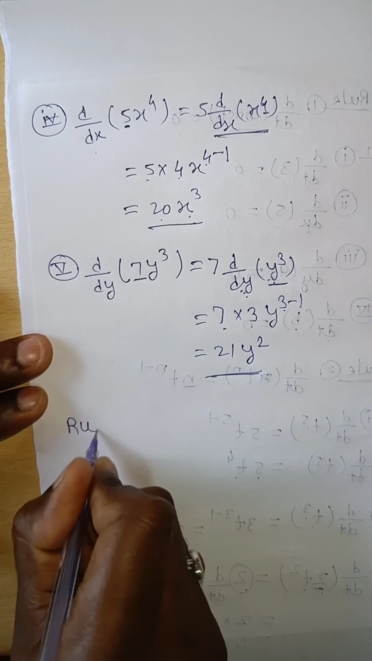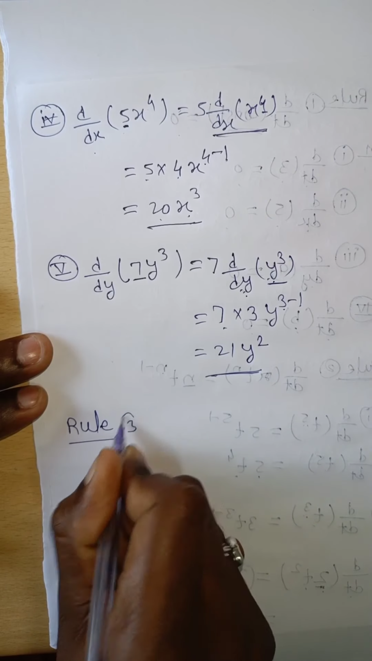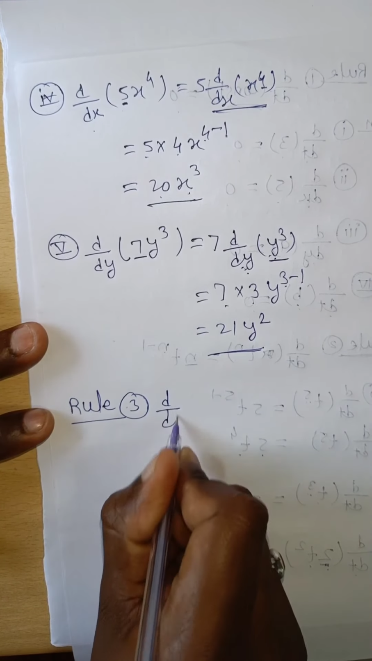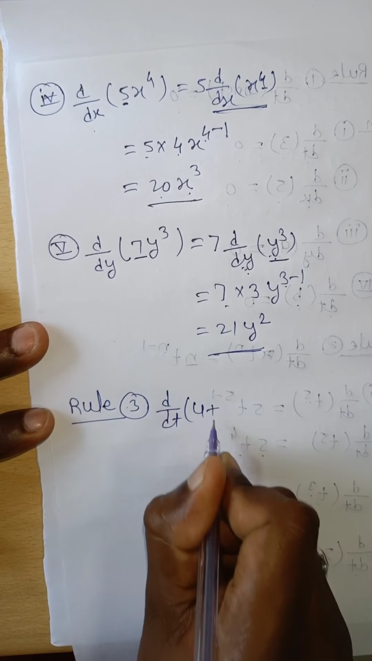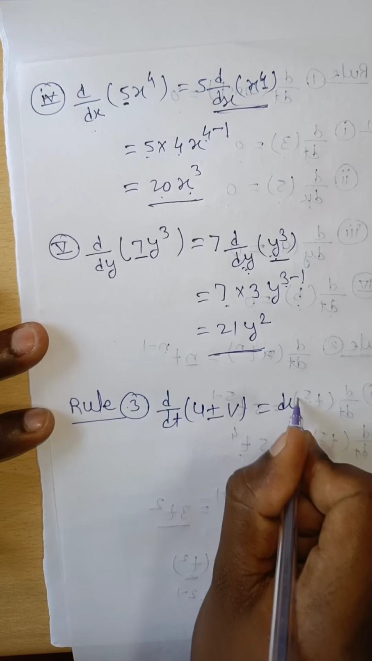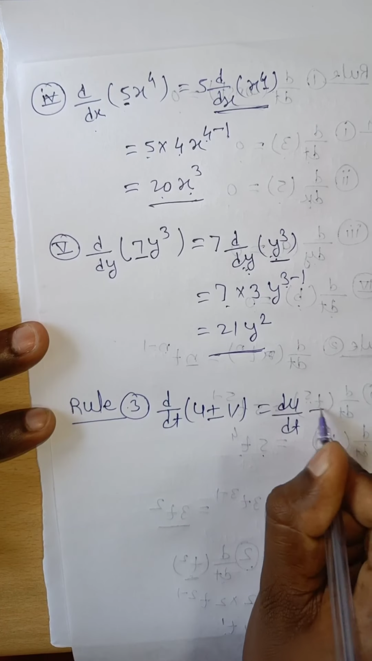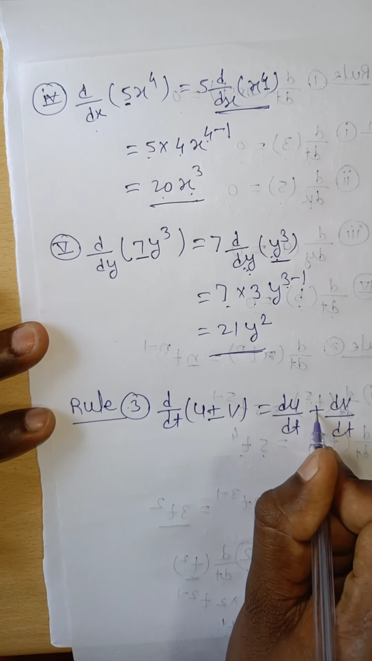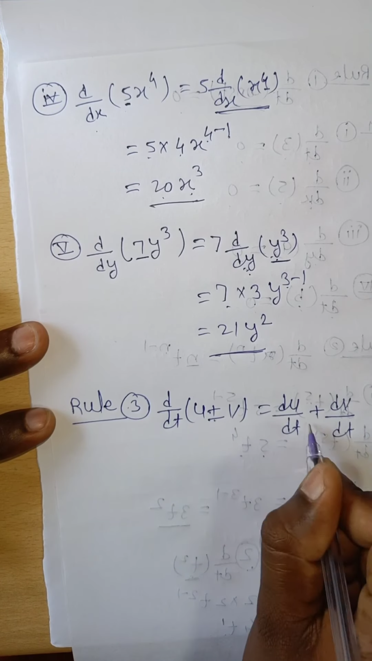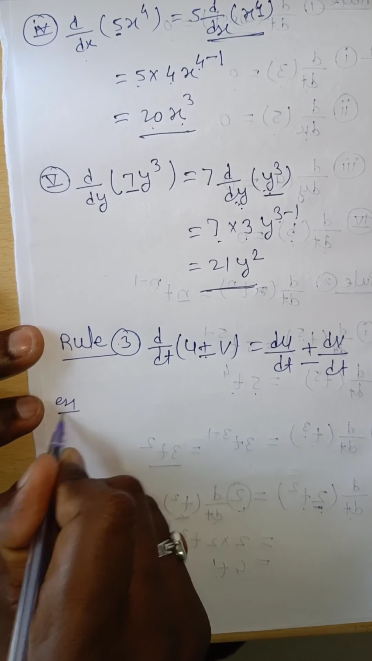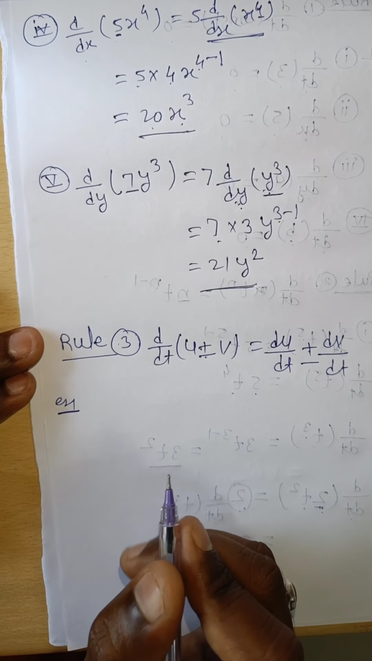Now rule three. What is rule three? d by dt of u plus or minus v is equal to du by dt plus or minus dv by dt. If plus is present, you take plus here. If minus is present, you take minus. Now some examples based on that.